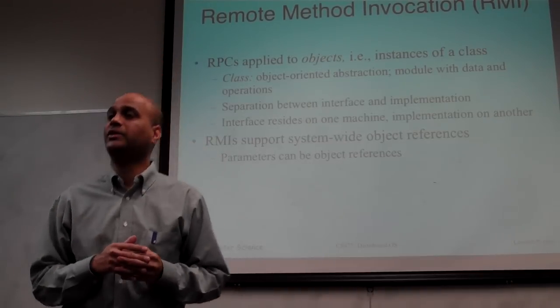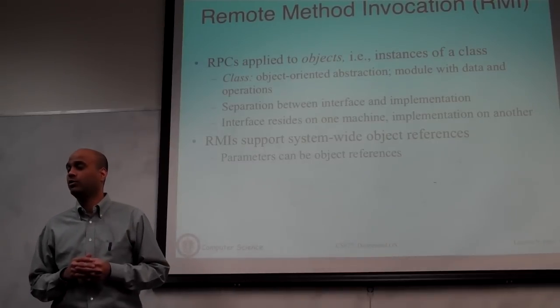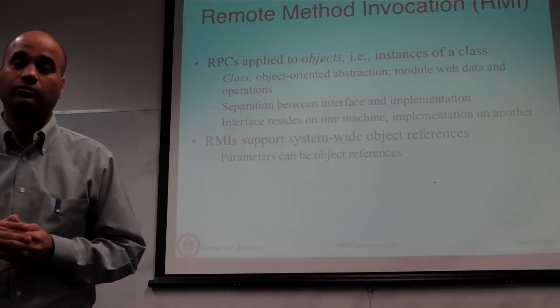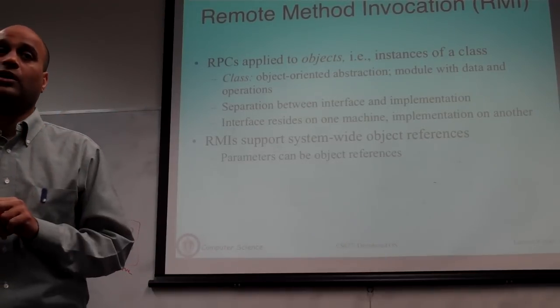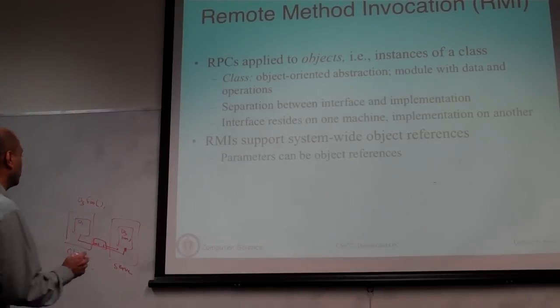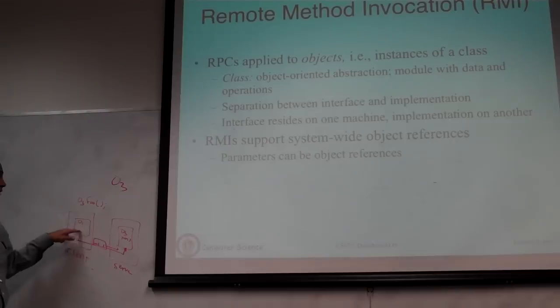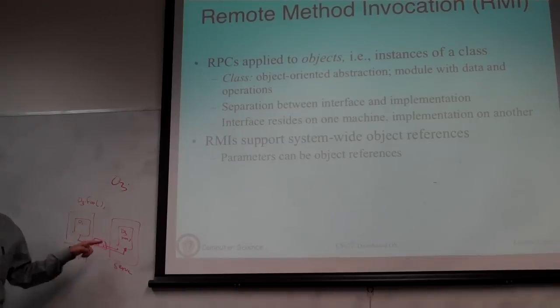In RPCs, we said you cannot pass pointers, because if you have C code and you are passing a pointer, that pointer is meaningless on the other machine. In case of RMIs, object references are valid system-wide, they are global and unique. So if you say object O3, this object O3 is actually known to all the applications here, and when you dereference that object, you can essentially figure out where it resides and call a method.